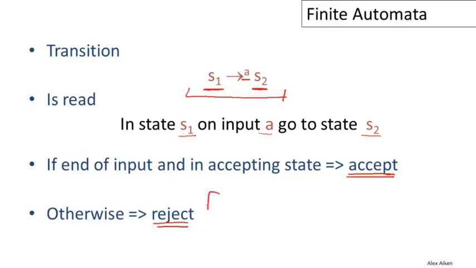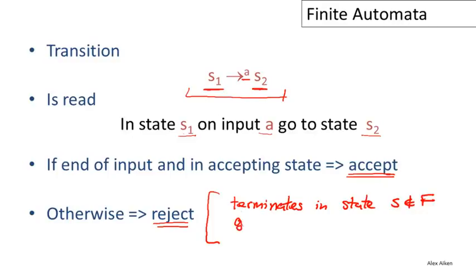Now, what are the situations in which it rejects? Well, if it terminates in a state S that's not one of the final or accepting states. So if it ends in any other state besides one of the accepting states, then it's going to reject.